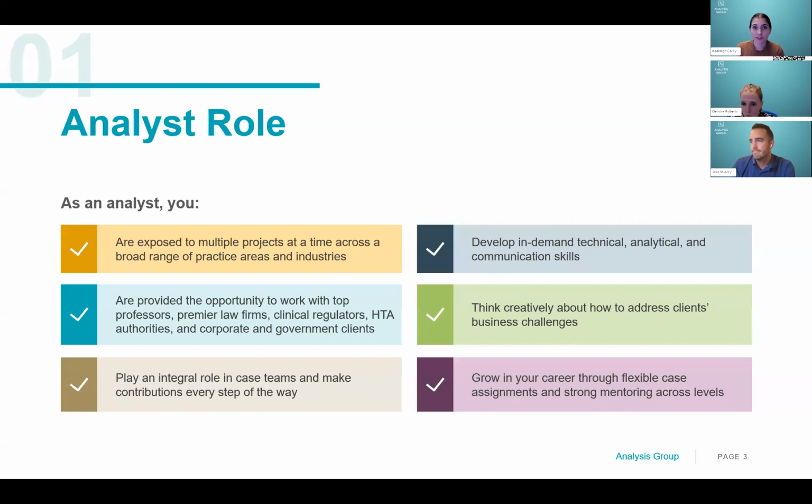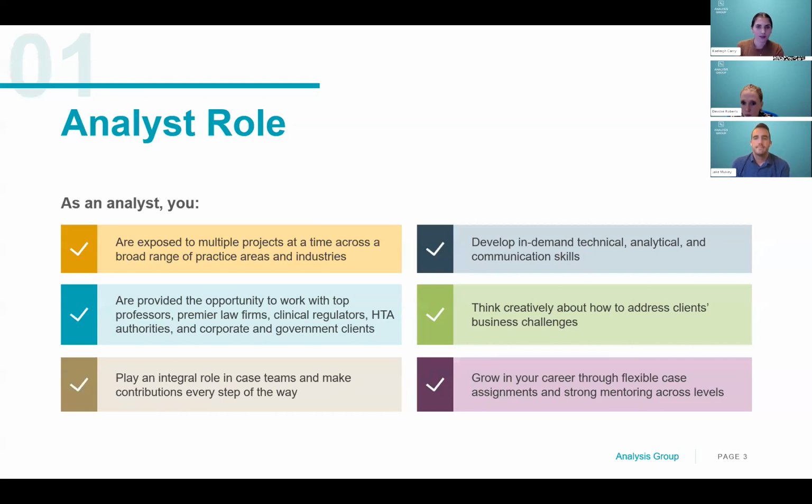So all of these roles that we're speaking to this evening have similar responsibilities, however, may fall within different practice areas, and therefore the nature of the work can be different. The healthcare role falls within our HEOR, epidemiology, and market access practice area, whereas the general analyst positions fall within our general economics consulting practice areas. If you're interested in learning more about what practice areas we do cover, we encourage you to check on the AG website.